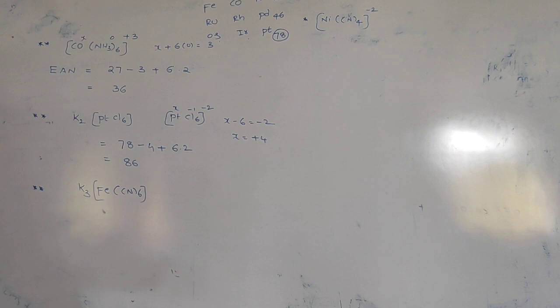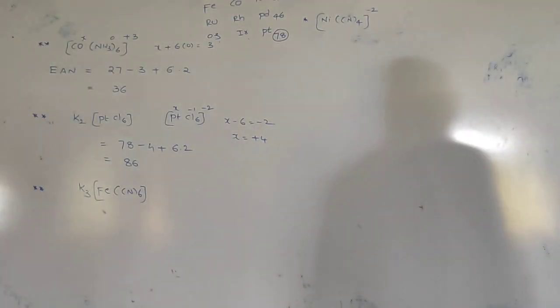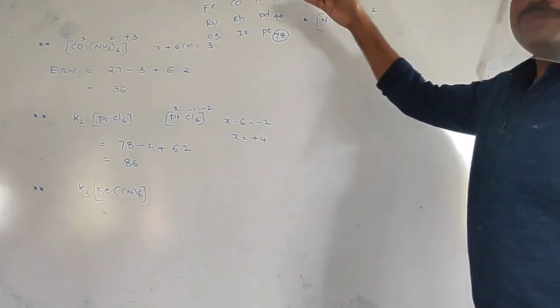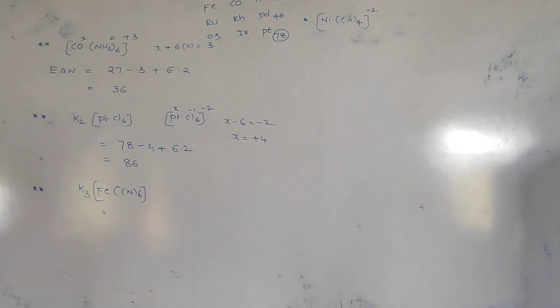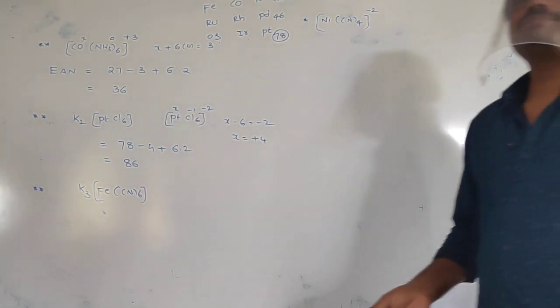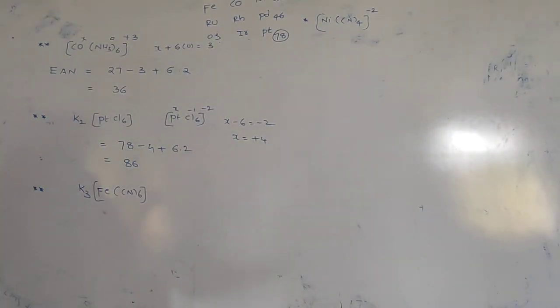And here the thing is, sir, 86 is an inert gas configuration atomic number. Let us see: helium, neon, argon, krypton, xenon, radon, etc. What about helium? Atomic number 2. What about neon? What about argon? What about krypton? Yes, 36. What about xenon?